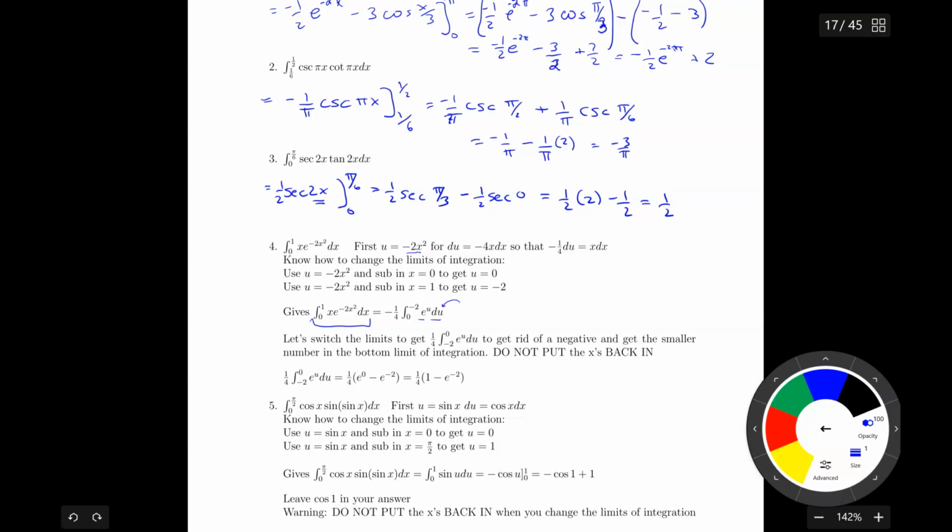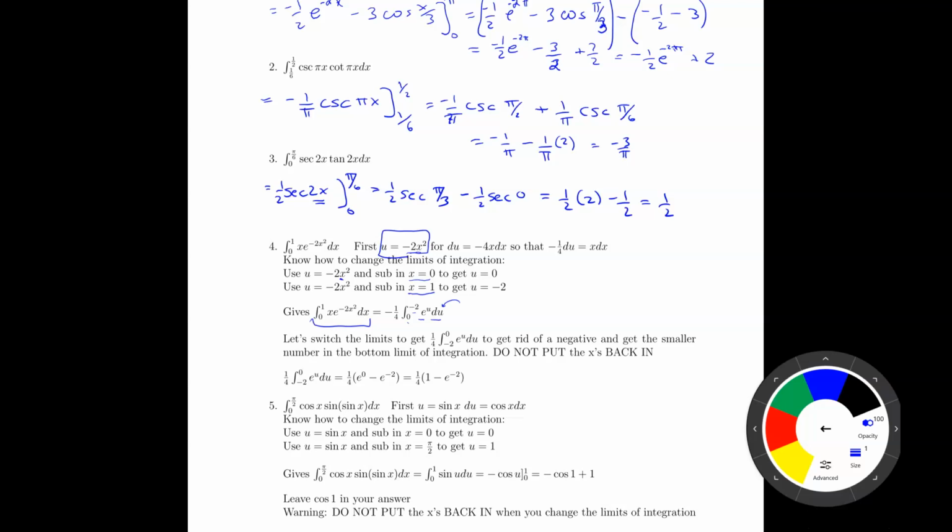So du means these numbers here have to be u limits of integration. So I substitute x equals 0 into the conversion factor. The conversion was the initial u substitution. So if I put x equals 0 in here, I get u equals 0. If I put x equals 1 into this, I get u equals negative 2.